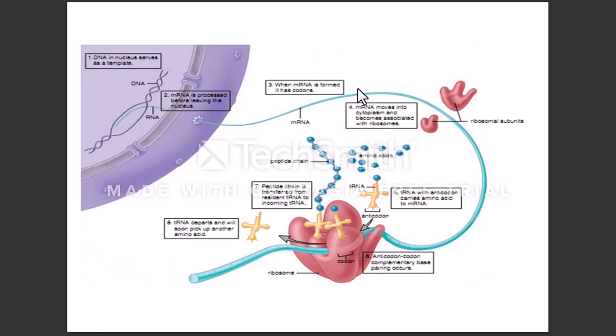So this is another diagrammatic representation where you have the transfer RNA bound to some amino acid. These are some other images.